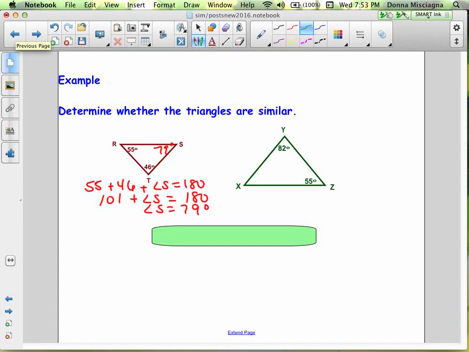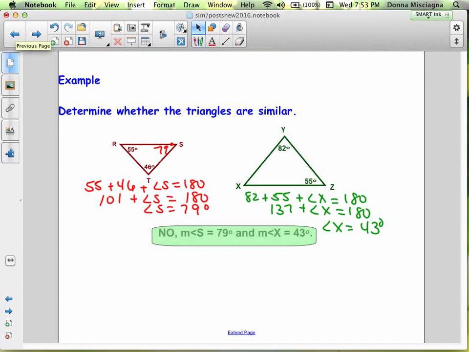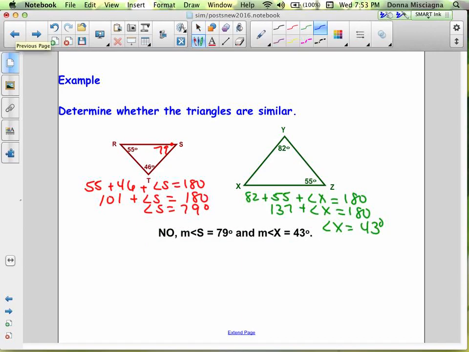All right, so 82 plus 55 plus angle X is 180. So that's going to give us 137 plus angle X is 180, which means angle X is 43 degrees. Well, 43 and 79 are not the same. I don't even know if there's an answer here, just a box. There we go. So, no, the measure of angle S is 79 degrees. The measure of angle X is 43 degrees.